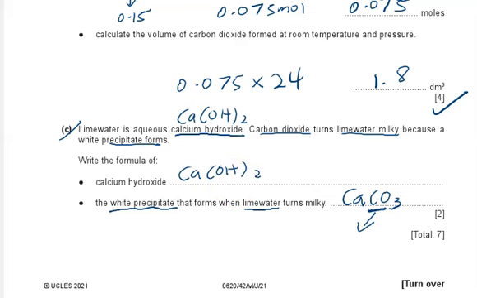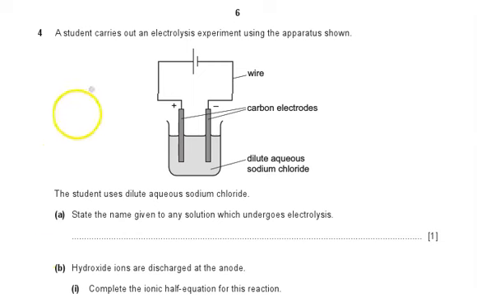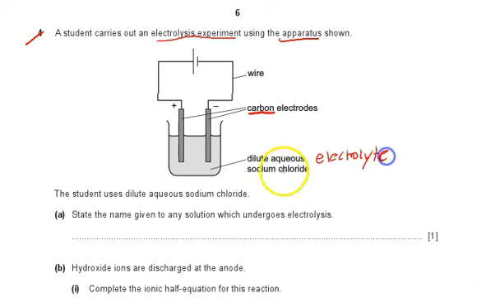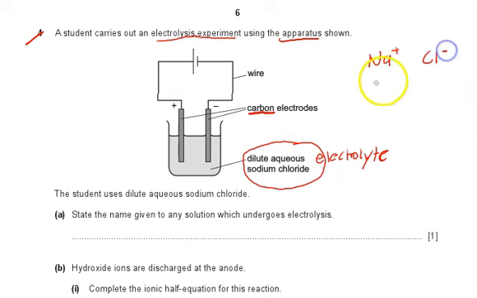Okay, now let us continue with the fourth question. Okay, number 4. A student carries out an electrolysis experiment using the apparatus shown. Okay, this is a carbon electrode and electrolyte. This is an electrolyte. Okay, they are using aqueous sodium chloride. So the ions here, we have sodium, chloride, and since it is aqueous, it means it contains water. So water has hydrogen and hydroxide.